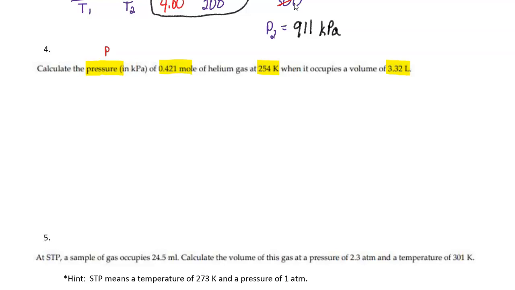The next number, moles, is N. The 254 Kelvin is a temperature. And the last one, the one that's in liters, is a volume. Because liters is volume, and not only that, it just tells us the word volume. What formula uses P and N and T and V? It is the ideal gas law, PV = nRT.